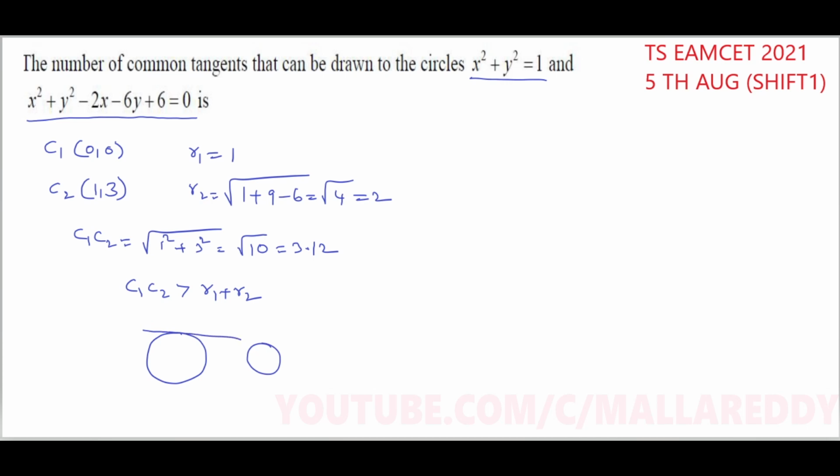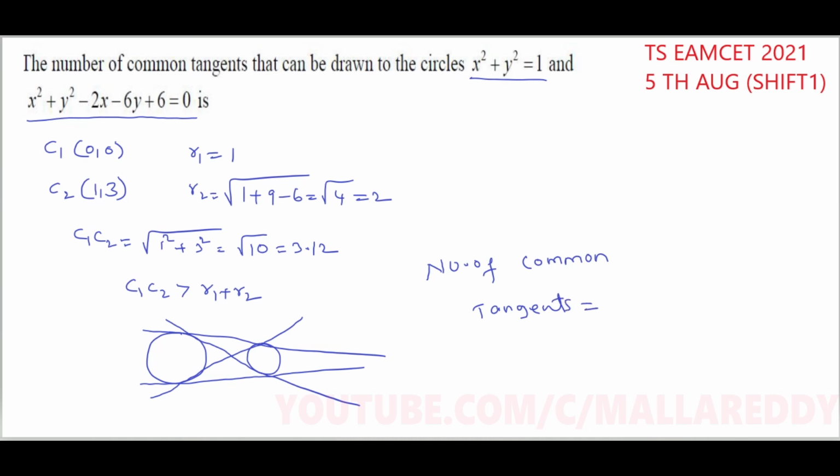This is the first direct common tangent. This is another direct common tangent. This is a transverse common tangent. And this is another transverse common tangent. Therefore, the number of common tangents is equal to 4.